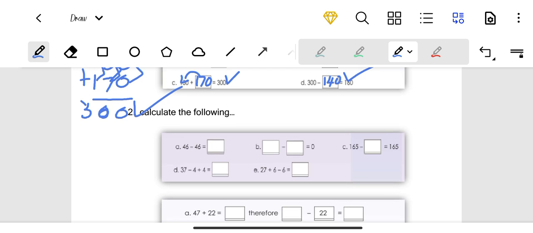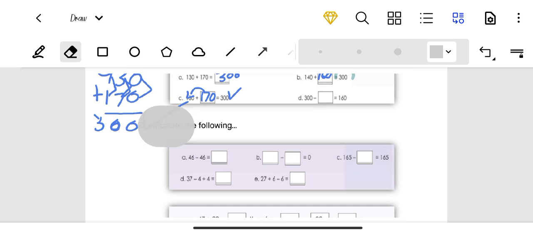So jumping to B, number 2, sorry. It says calculate the following. Okay, let me just close.